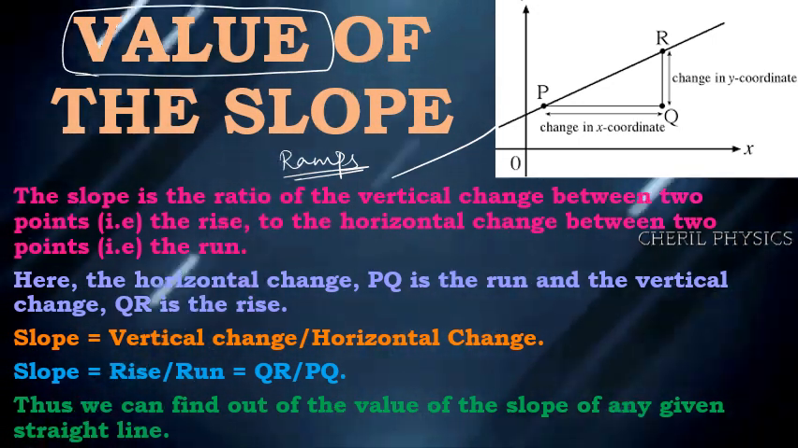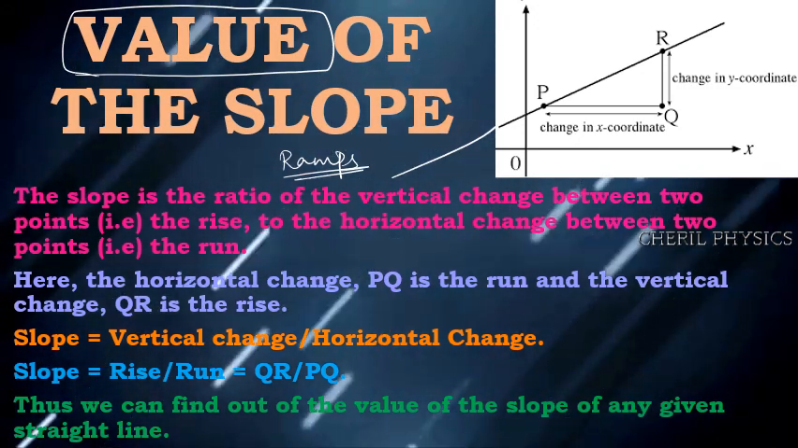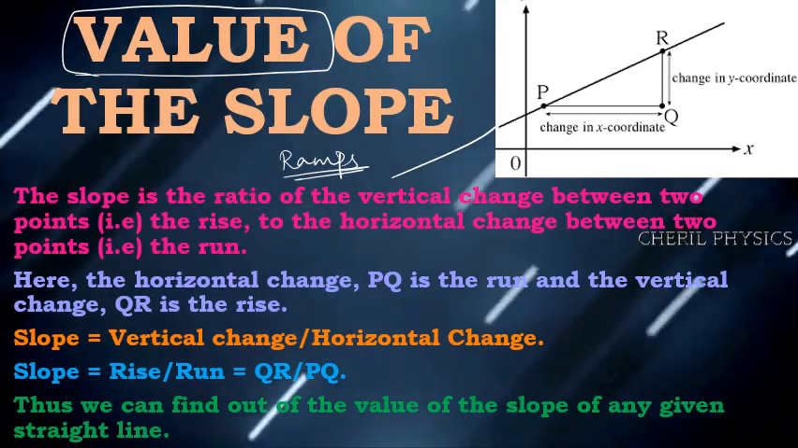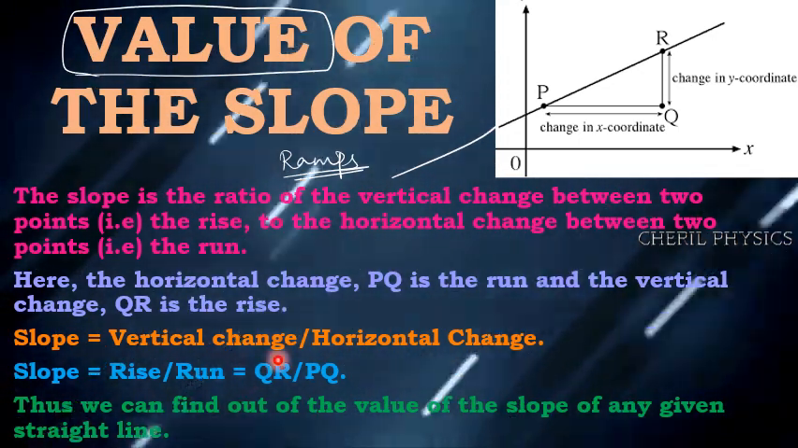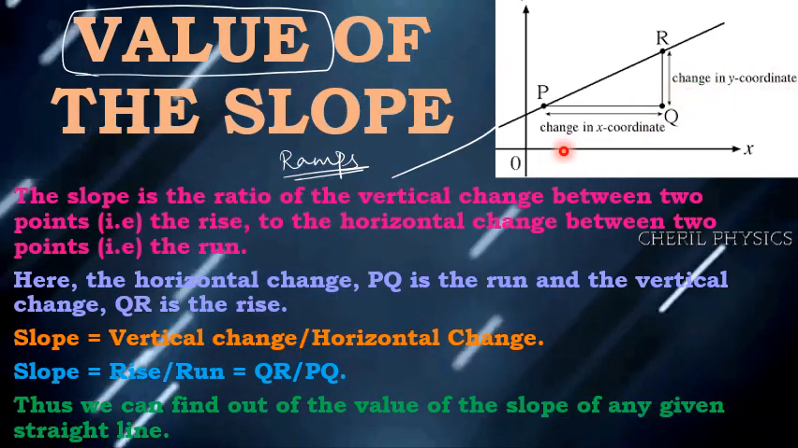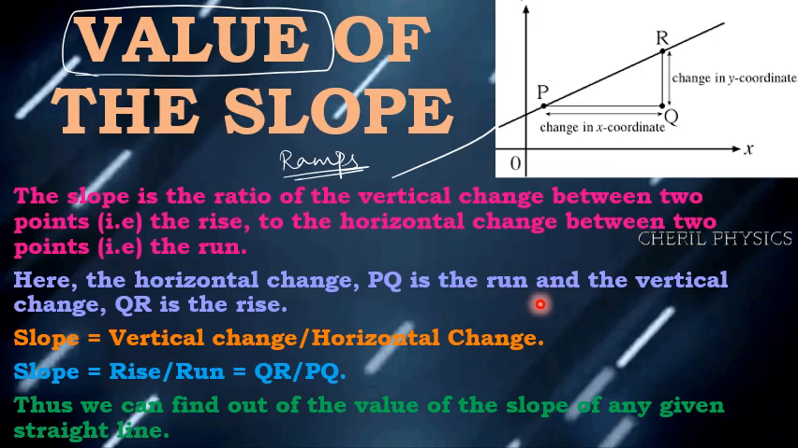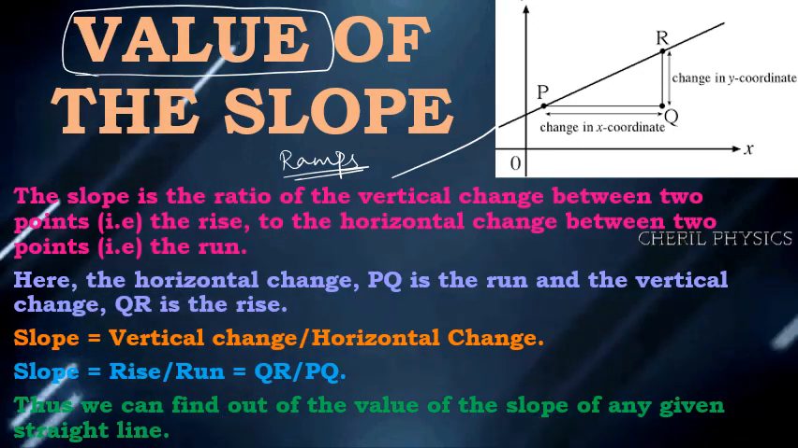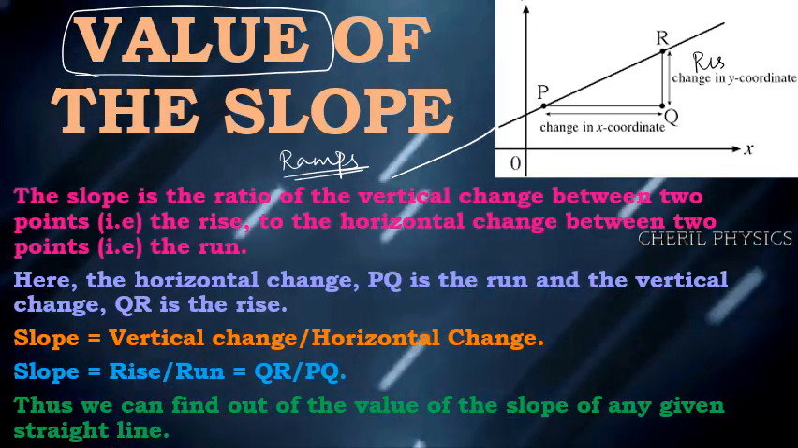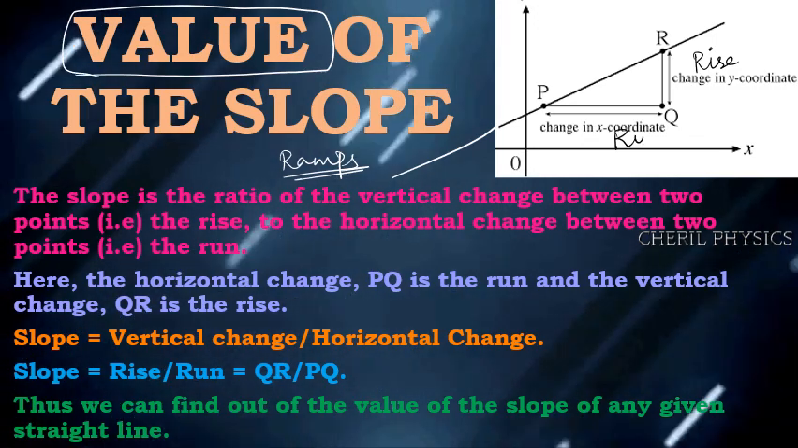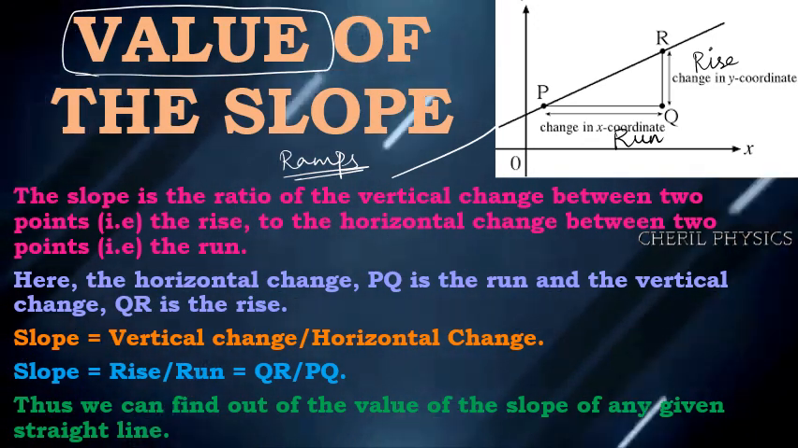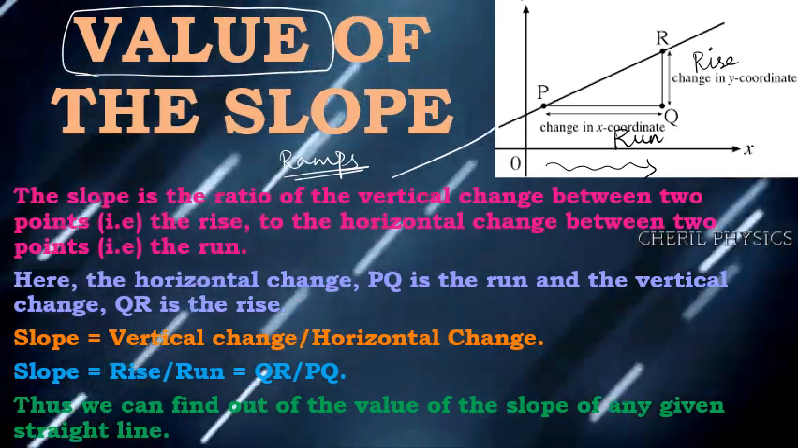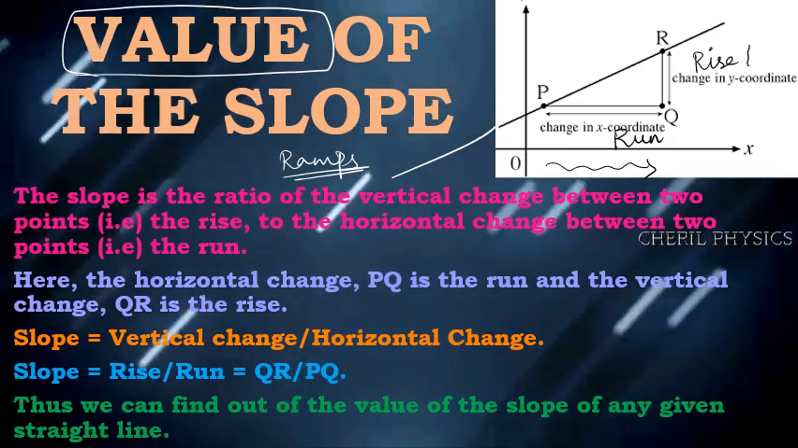The mathematical formula for the value of the slope is the change in the y coordinate divided by the change in the x coordinate. But for your easy understanding, I am giving the change in the y coordinate the name rise, and for the change in the x coordinate I am giving the name run. Why rise and run? Because you can run across a horizontal area, you cannot run across a vertical area. The vertical you can use for rise.